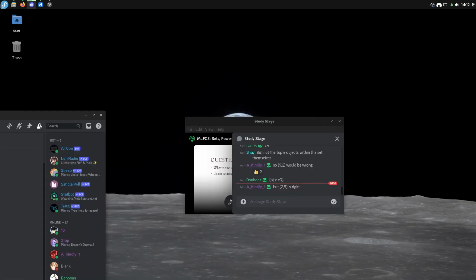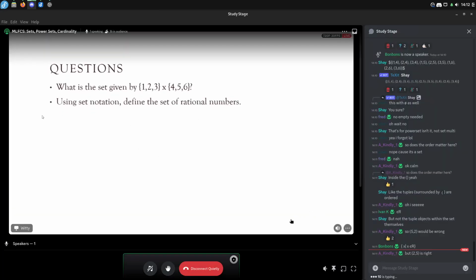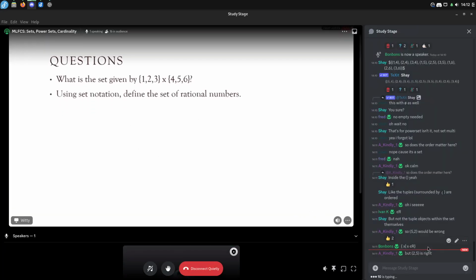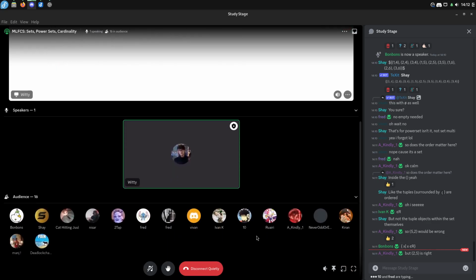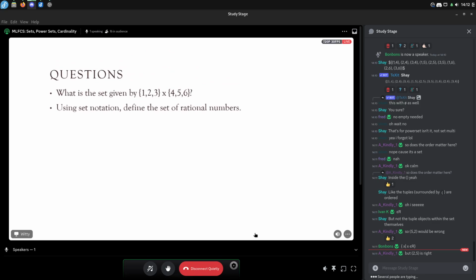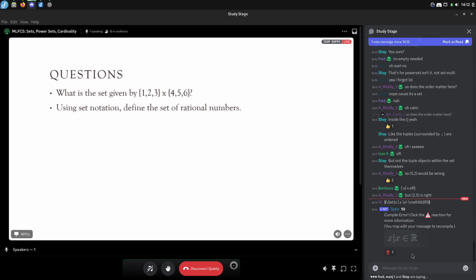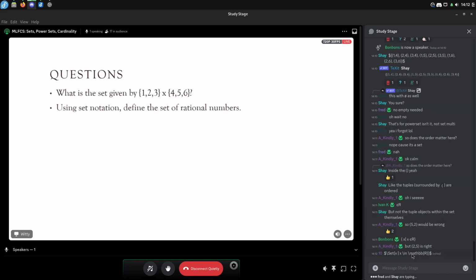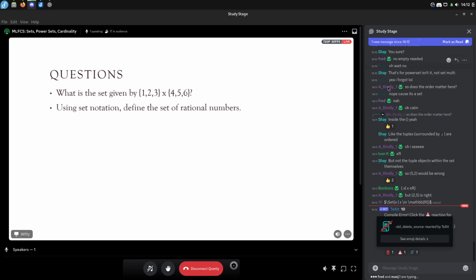Okay, so basically, now does anyone want to have a go at the second question, where you're defining using set notation the set of rational numbers? So it might help. I mean, that is a good one. Bonbons has just written x such that x is in rational numbers, so that is actually correct technically. Yep. But without just writing it's in rational numbers, which is actually a very valid solution.